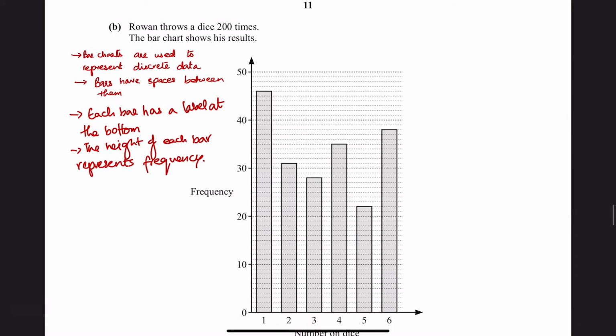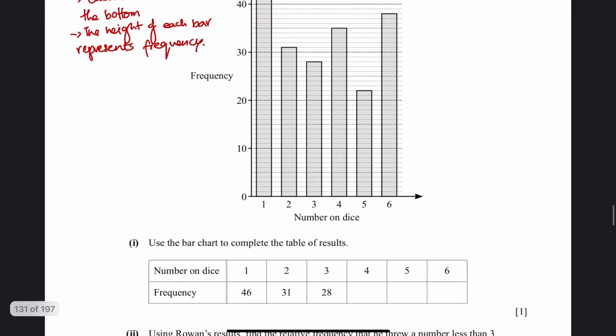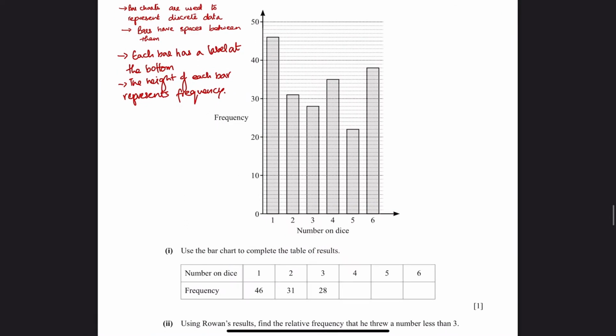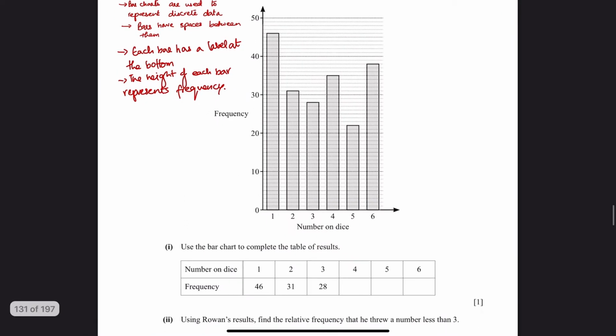Okay, then it says Rohan throws a dice 200 times. The bar chart shows this result. And there's some things about the bar chart that I've mentioned already. It says use the chart to complete the table of results. So I'm just going to read the numbers from here. That tells me that's 35. Then this looks like 38. So at the end 38. And this looks like 22.